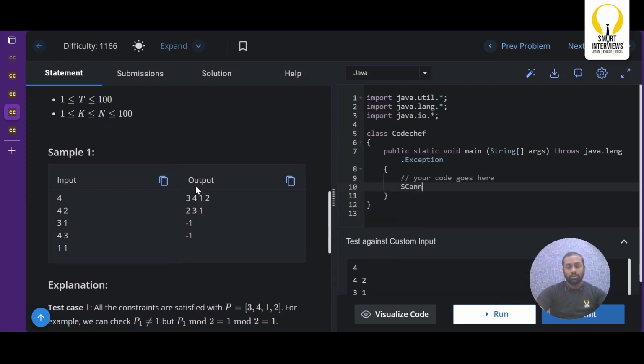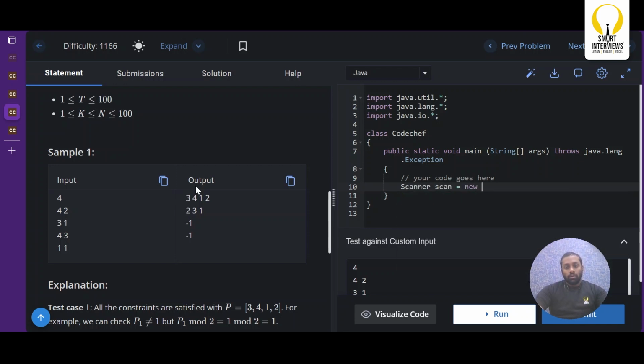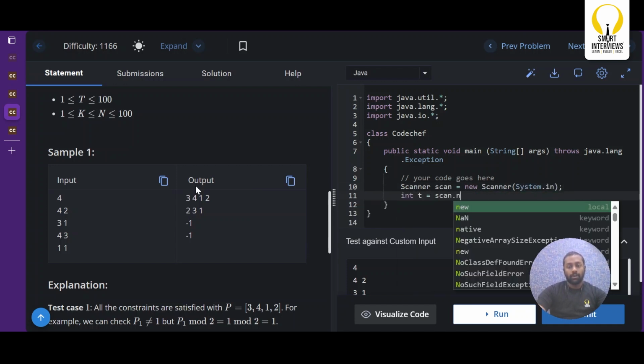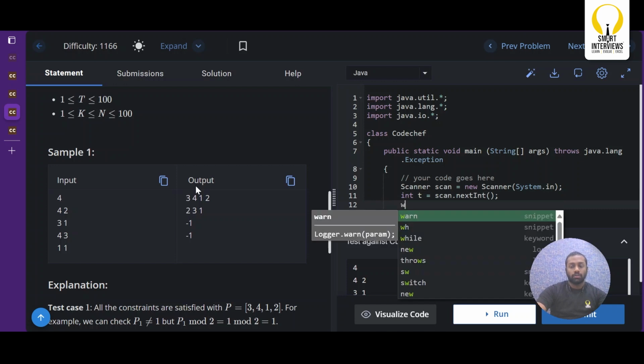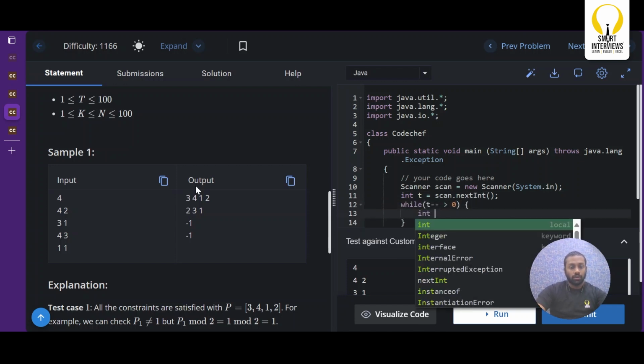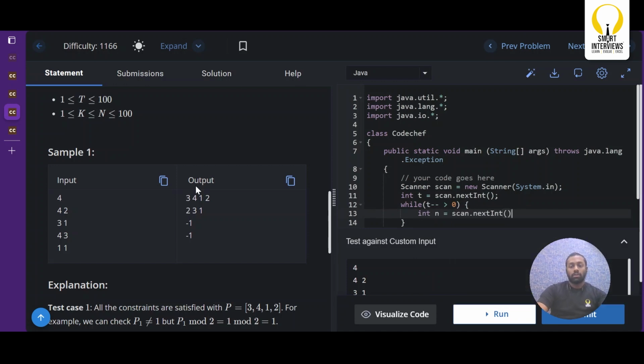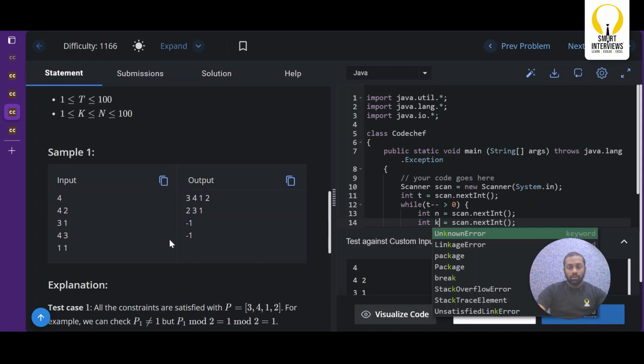Again, I need to start with Scanner. Then t equal to scan.nextInt while t-- greater than 0. Then int n equal to scan.nextInt. Likewise, I know how to get it in the second line using alt shift down arrow. Okay.